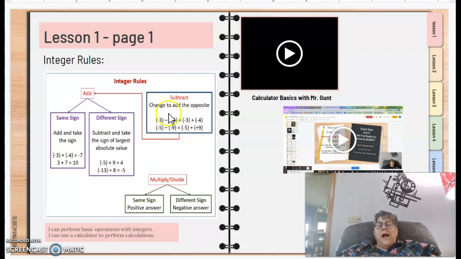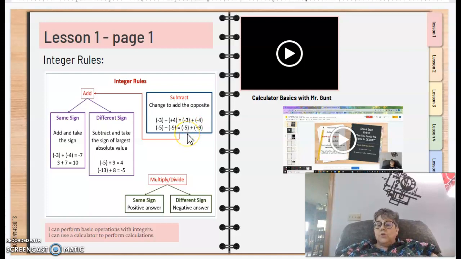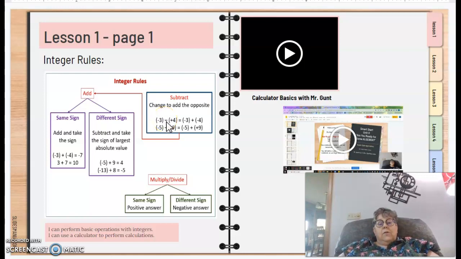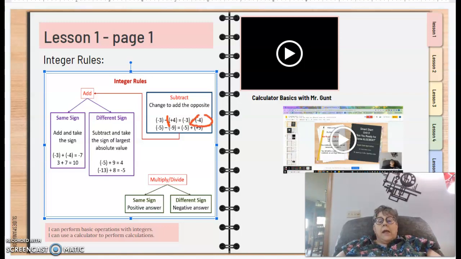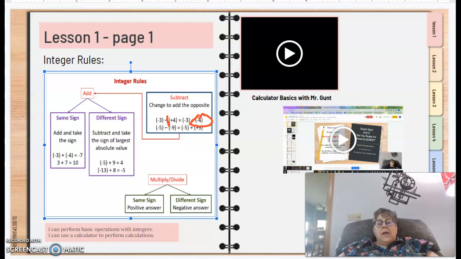For subtraction, I always like to change all my subtractions to additions. So what we would do is take the subtraction sign here and change it to a positive, and then change the sign of the positive 4 to a negative 4. That way, we will be able to add.